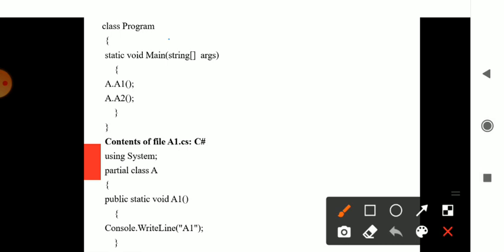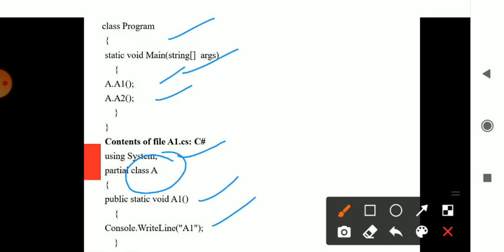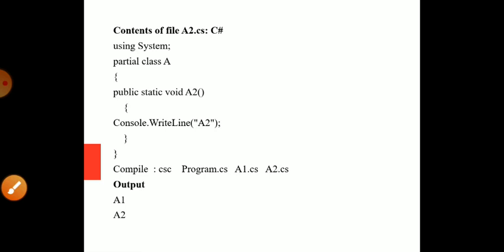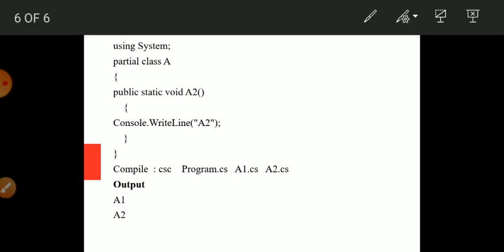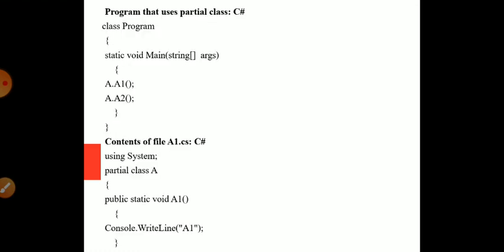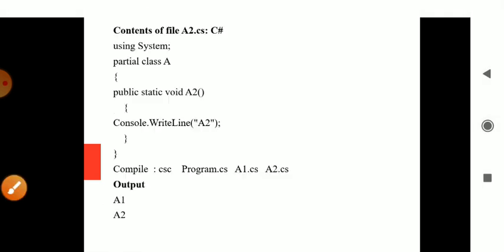One class Program is there, with a Main method which consists of a.a1 and a.a2. In the main part, using System, you have a partial class A. In that you have a method a1 which is just printing a1. Another class is there, using System, partial class A, but it has the other method, a2.